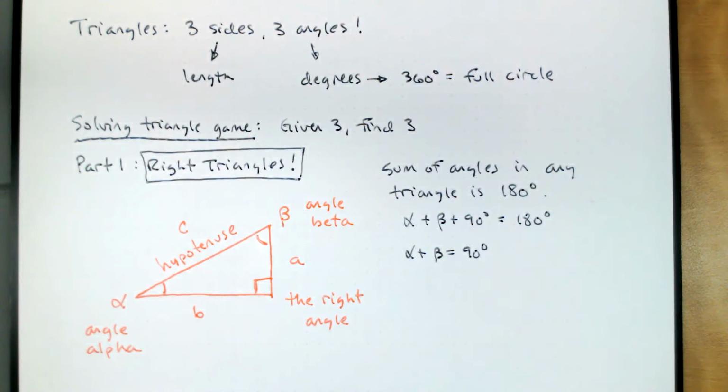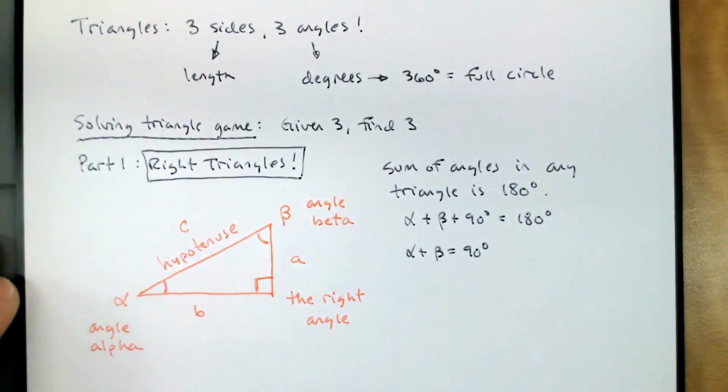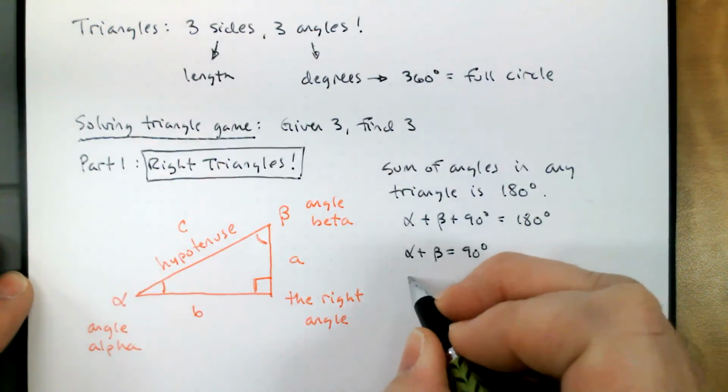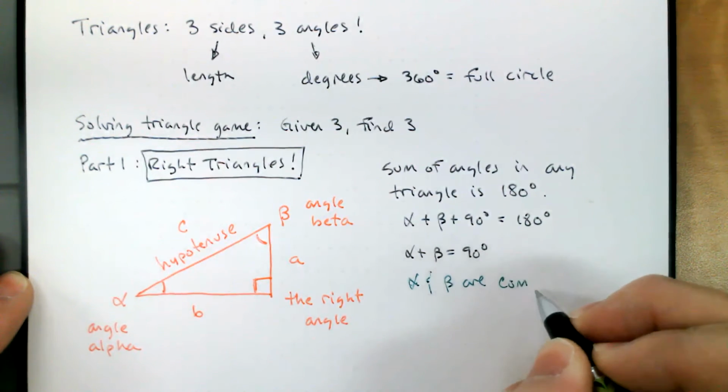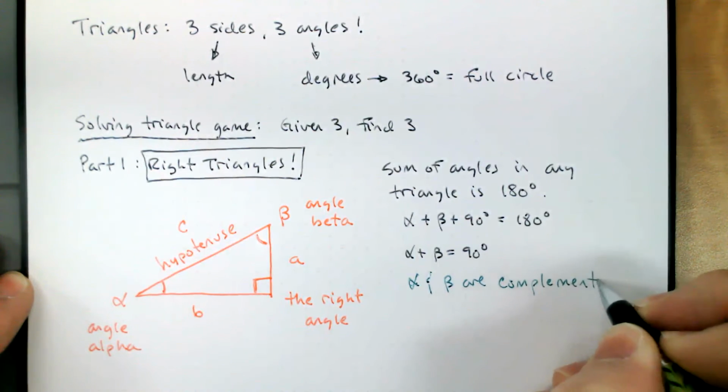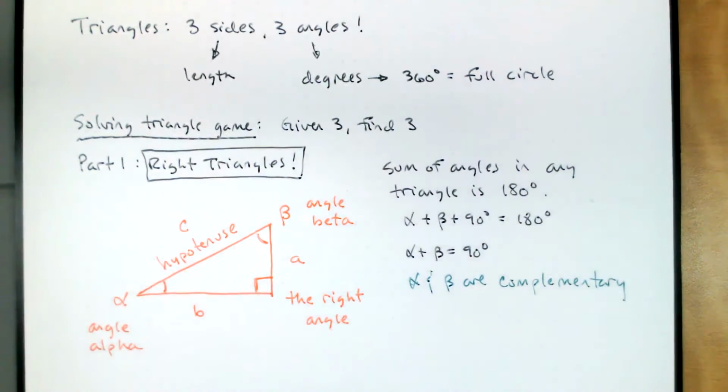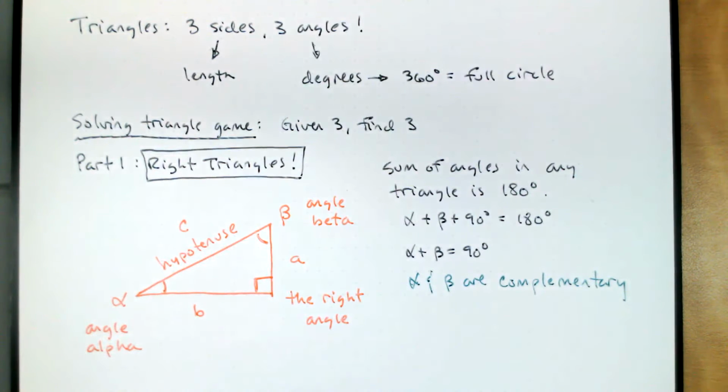The word for a pair of angles whose sum is 90 degrees is complementary. So alpha and beta are complementary. If alpha and beta are the two angles in a right triangle, then alpha and beta are complementary. This is a piece of information that exclusively deals with the angles in the triangle.